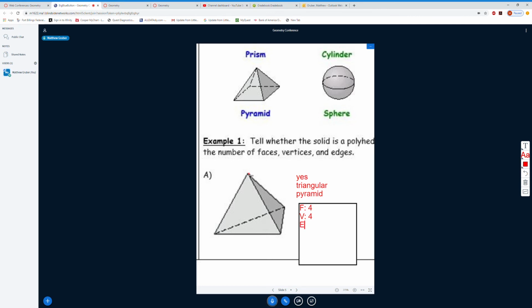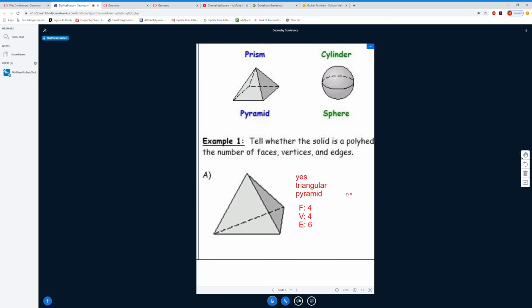And then how many edges does it have? You could either use the formula or count. 1, 2, 3, and then along the bottom, 4, 5, 6. It has 6 edges. You could have used the formula. What's 4 plus 4? 8. What's 8 minus 2? 6. So that formula works. All right.